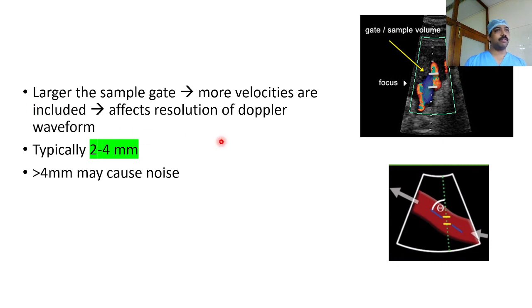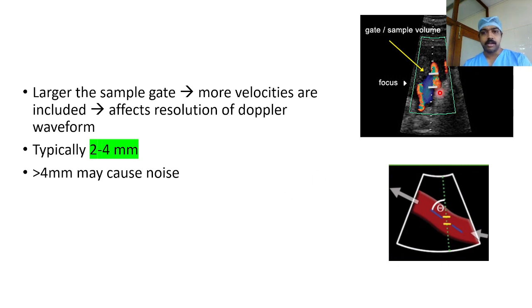How sample volume affects your Doppler signal is, the larger the sample gate, more velocities will be included, and it will affect the resolution of the Doppler waveform. So you typically keep it as low as possible, and if you keep the sample volume more than 4 mm, it will create more noise. So the typical range is 2 to 4 mm sample.